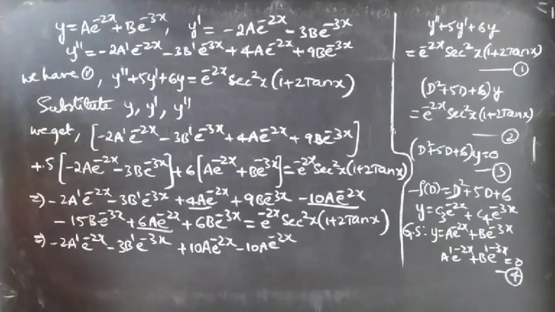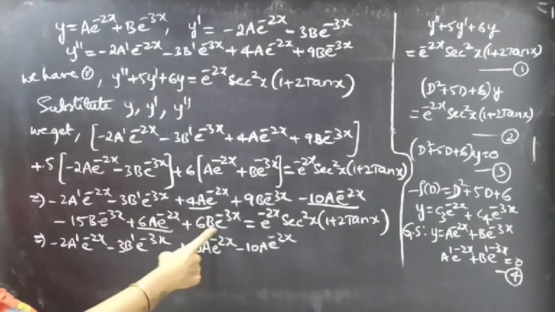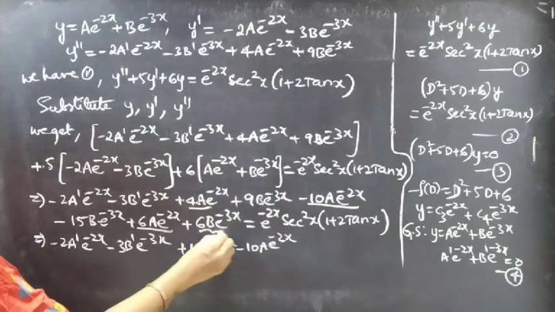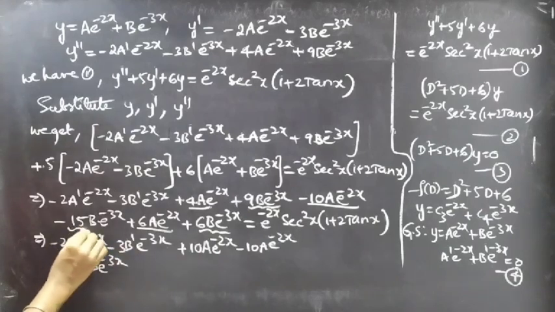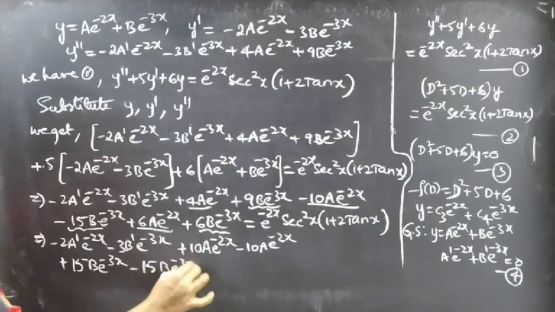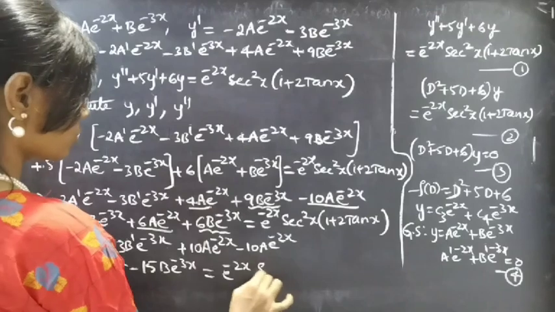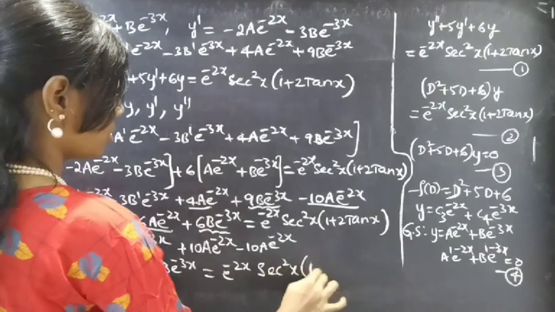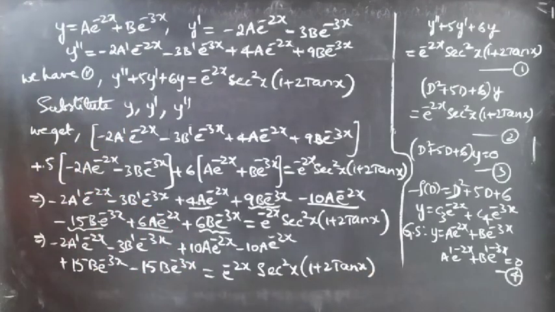Now coming to b, 9b e power minus 3x plus 6b e power minus 3x gives 15b, right? Plus 15b e power minus 3x minus 15b e power minus 3x equal to RHS part, e power minus 2x secant square x of 1 plus 2 tan x, right?